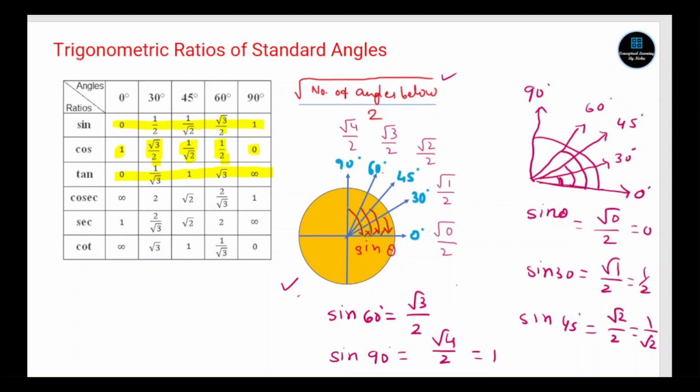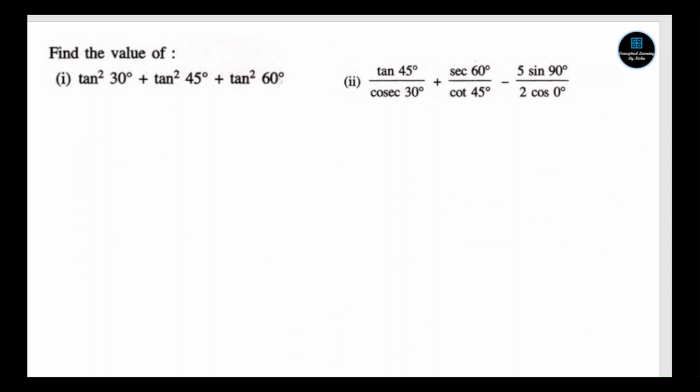Alright. Now let's solve some questions based on this. Here we have to find this value. So I'll quickly write the value of tan 30, which is 1 over square root of 3, squared, plus 1 squared plus square root of 3 squared. I have just put these values over here, and now I'll simplify. So 1 over 3 plus 1 plus 3, and when I simplify this, this is 4, and you'll get 13 over 3 for this.